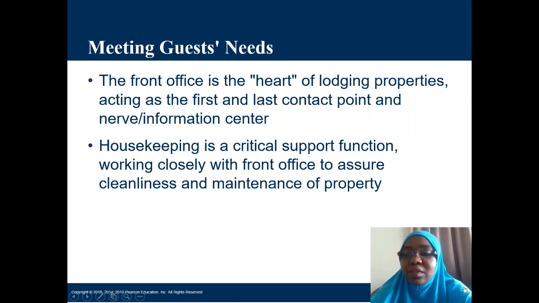Housekeeping is a critical support function, working closely with front office to assure cleanliness and maintenance of property. Apart from the front desk, the housekeeping aspect is also very crucial when it comes to meeting the customers' needs. They provide maintenance, they ensure that everywhere is clean and hygienic.